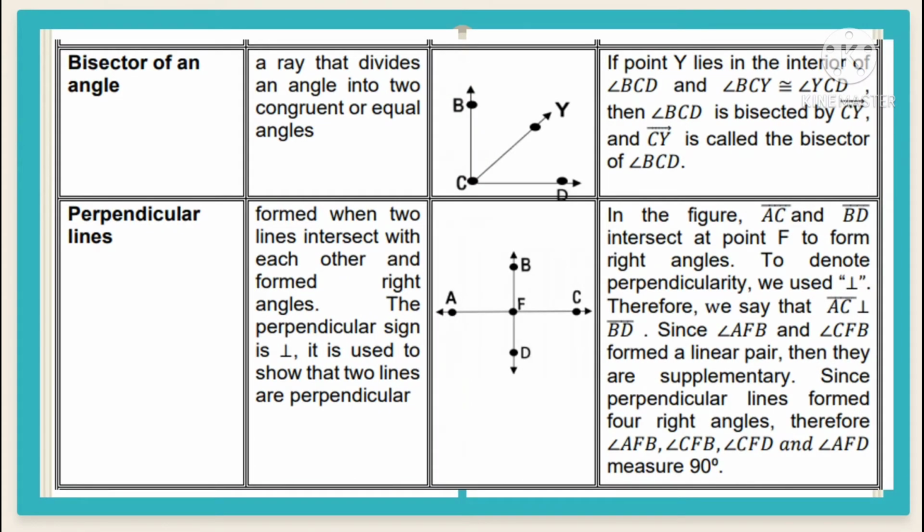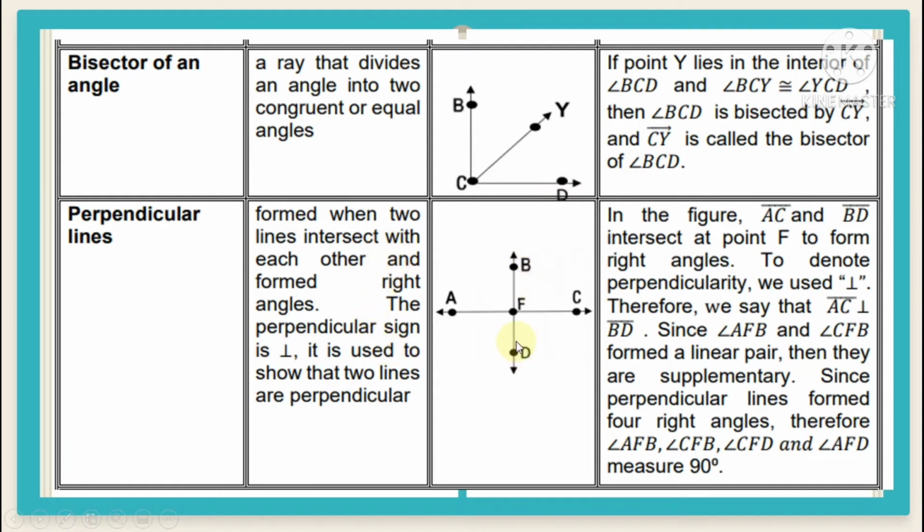Next, bisector of an angle. A ray that divides an angle into two congruent or equal angles. If point Y lies in the interior of angle BCD and angle BCY is congruent to angle YCD, then angle BCD is bisected by ray CY. Ray CY is called the bisector of angle BCD.